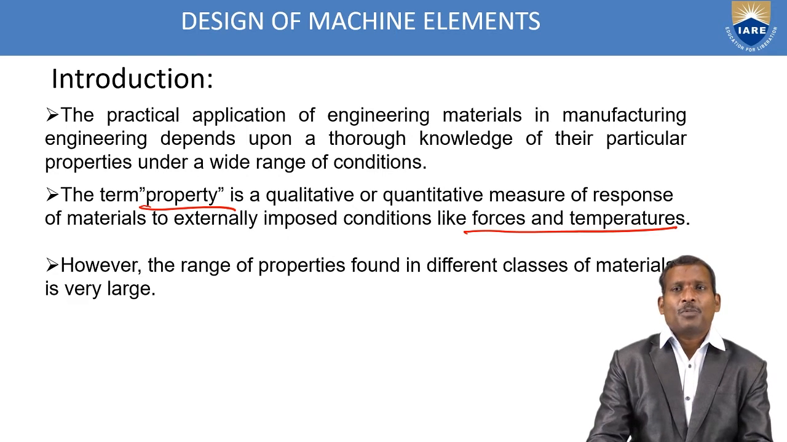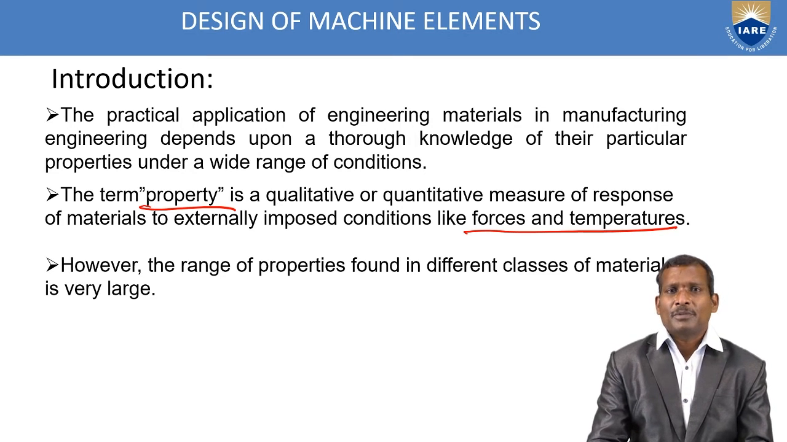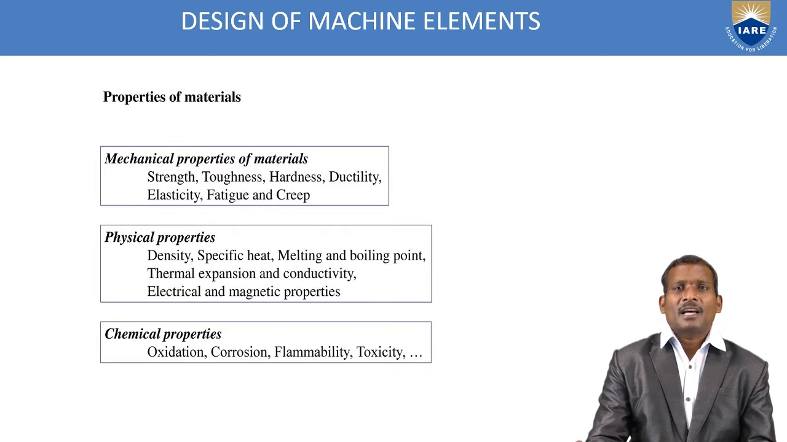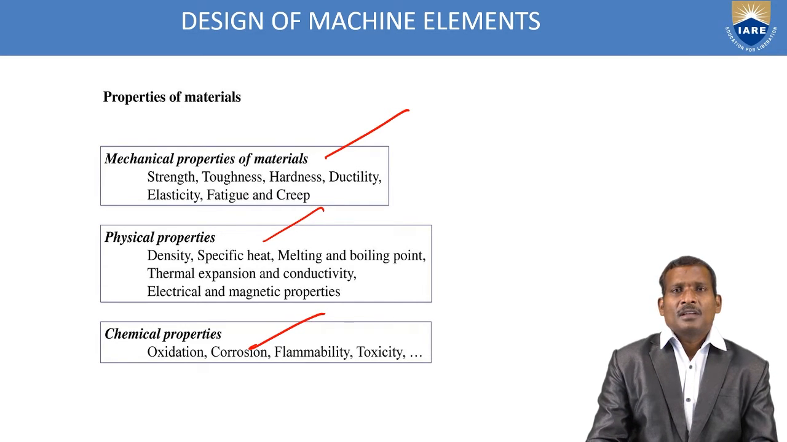However, the range of properties found in different classes of materials is very large. I will tell you one by one all these properties. Today we will discuss one by one. The properties of materials are generally classified into mechanical properties, physical properties, and chemical properties. The mechanical properties of materials are strength, toughness, hardness, ductility, elasticity, fatigue, and creep. These are important properties. The physical properties are density, specific heat, melting and boiling point, thermal expansion and conductivity, and electromagnetic properties. All these come under physical properties.